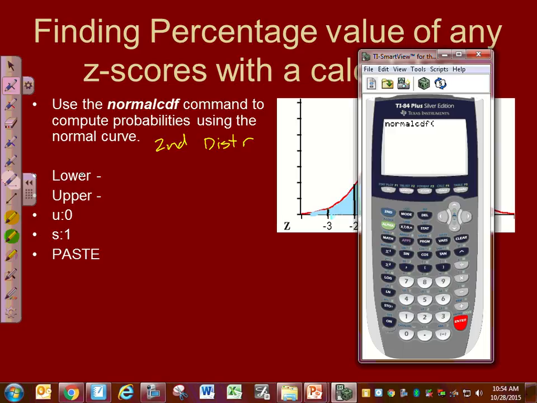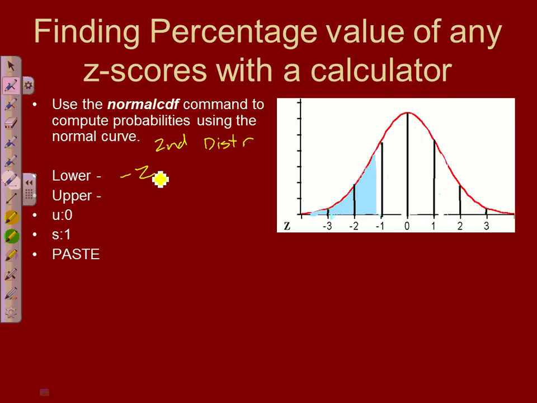Okay? A lower z-score and an upper z-score. So say we want to figure out the percent between -2 standard deviations away from the mean and 2 standard deviations from the mean, which we know the answer is 95%. Our calculator can show us that that's correct. I can type in here between -2 and 2, skip this and just press paste and press enter, and you're going to see a value really close to 95%.